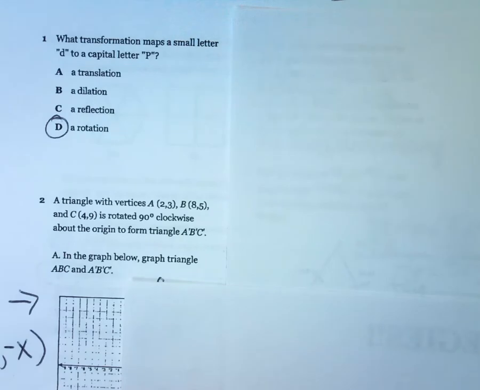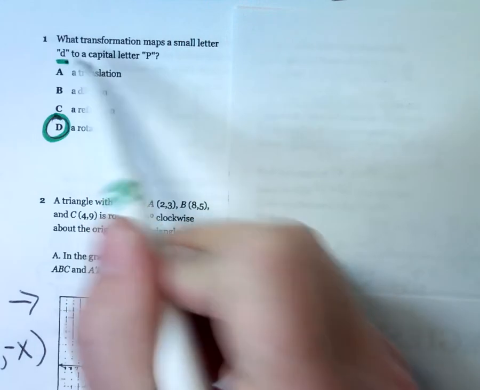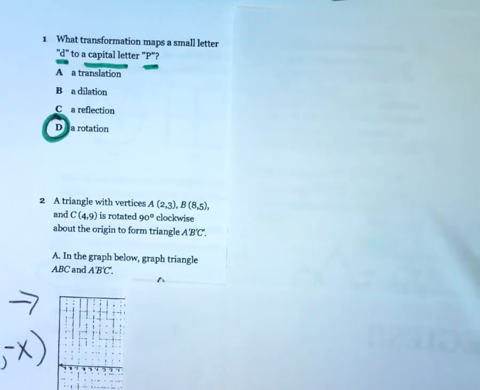All right, we are going to go over your 6 weeks review. So number one here, this would be a rotation. If I want to take the letter D to a capital letter P, I would just turn that letter, and a turn is a rotation.